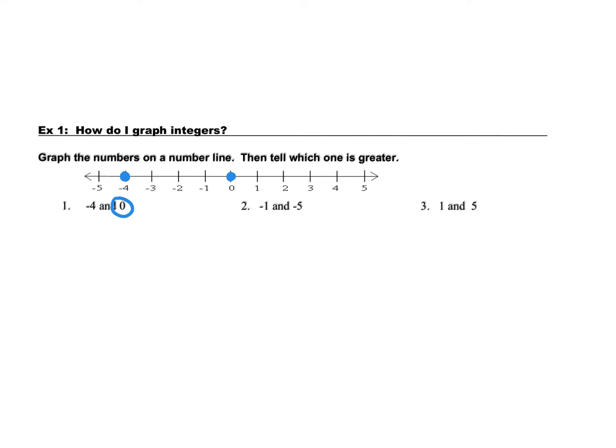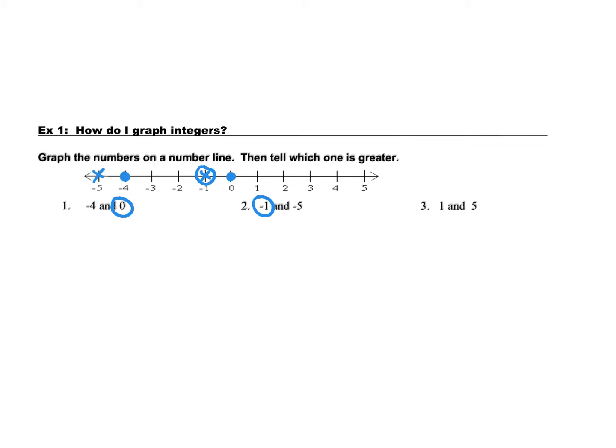All right, number 2, we have -1. Let's just maybe put an X here. And we have -5. All right, so we're looking for the greater number, and the more negative you are, the less the value you have. And so the one that is on the right here is this -1. So -1 is greater than -5.